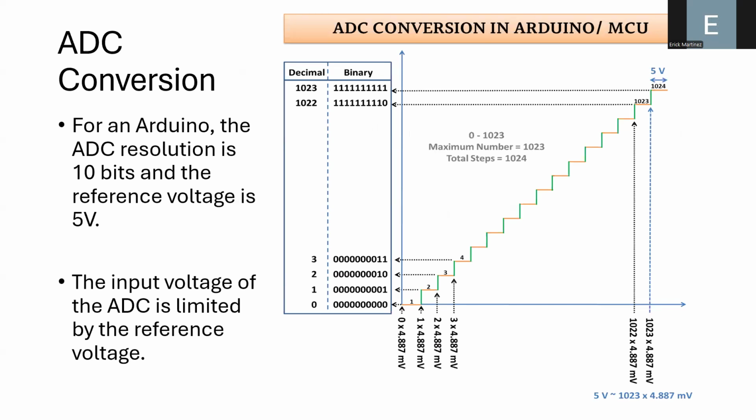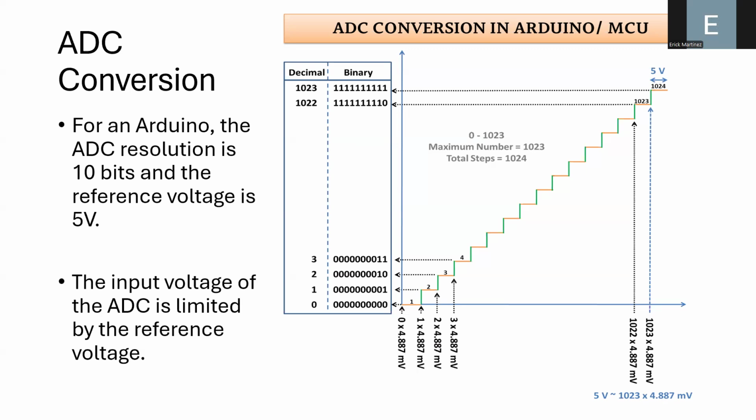So for example, for an Arduino, the step size is 4.88 millivolts. That means the smallest change of voltage that we can measure is this value, 4.88 millivolts. That is the smallest amount of volts that we can measure. And also the Arduino makes this conversion. It takes these changes and translates that to a binary number, so we are computing these changes and transferring them to a binary representation.